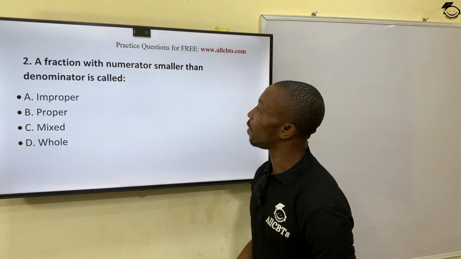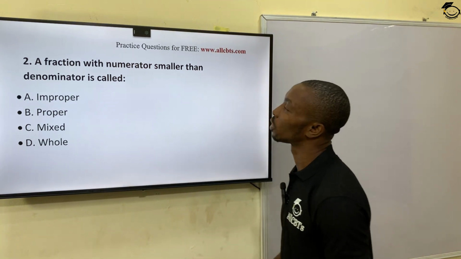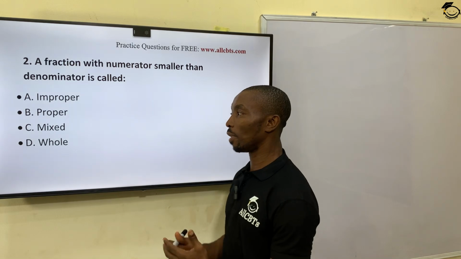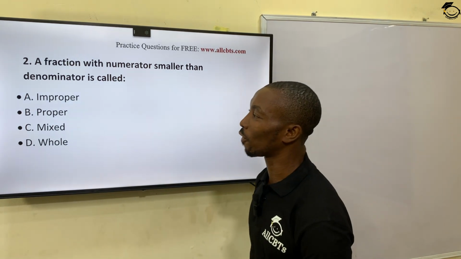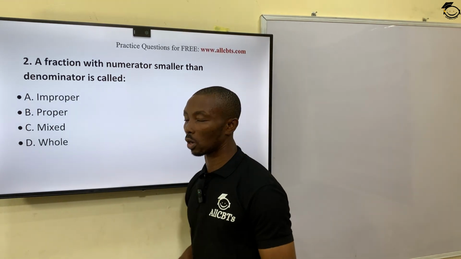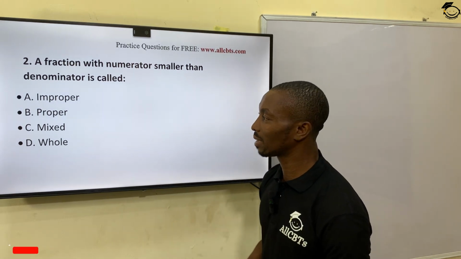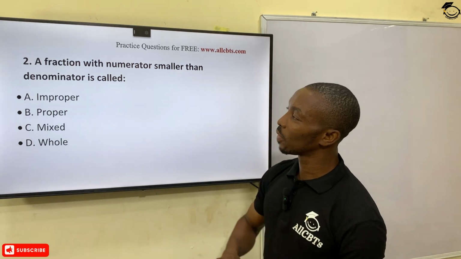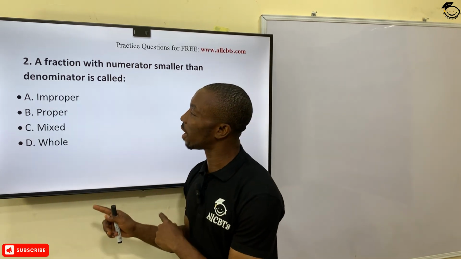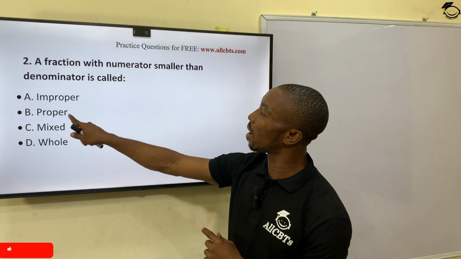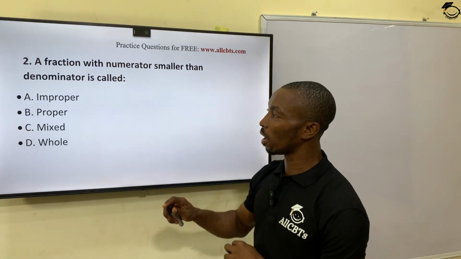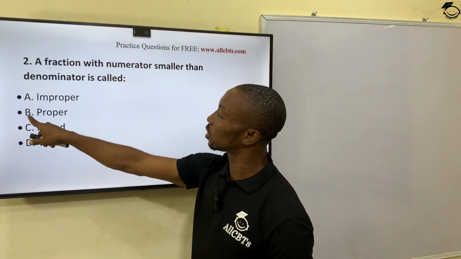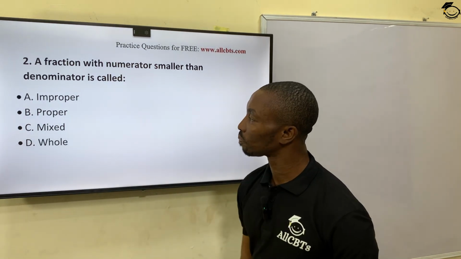Question 2. A fraction with numerators smaller than the denominators is called an improper fraction, a proper fraction, mixed numbers, or whole numbers. All right? I give you a few seconds to think over this. Okay? Our right answer here would be a proper fraction. We have our answer to be a proper fraction, which is option B.